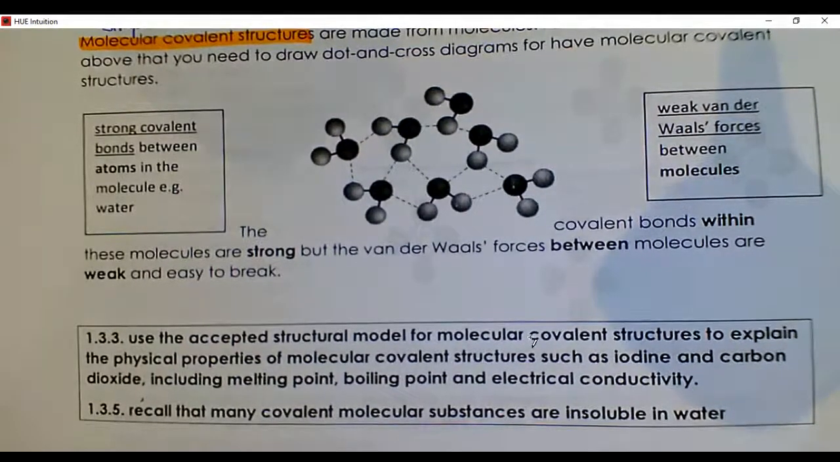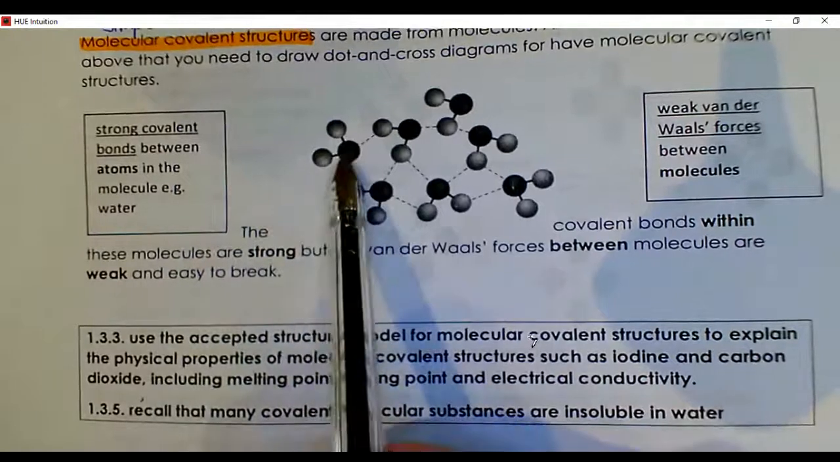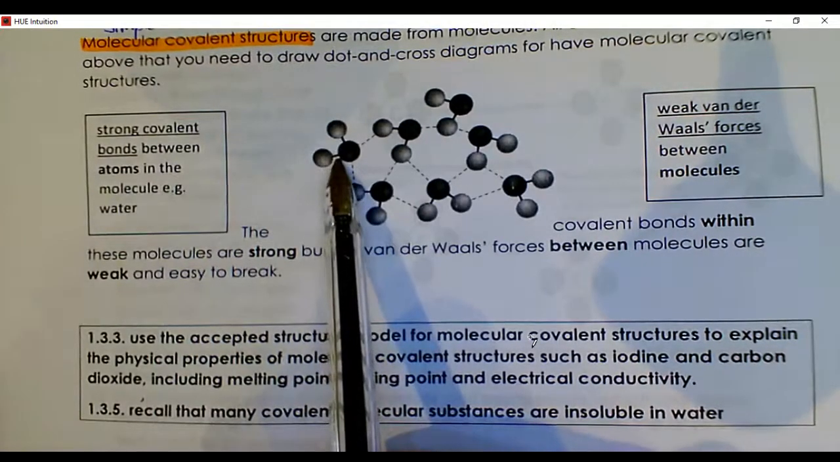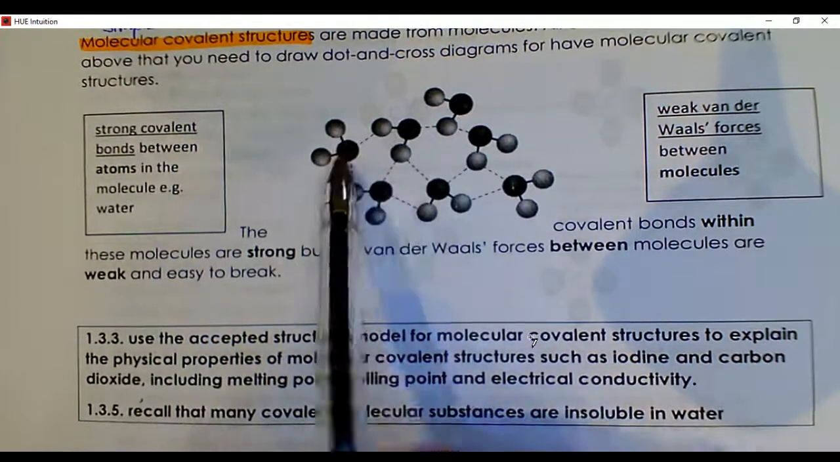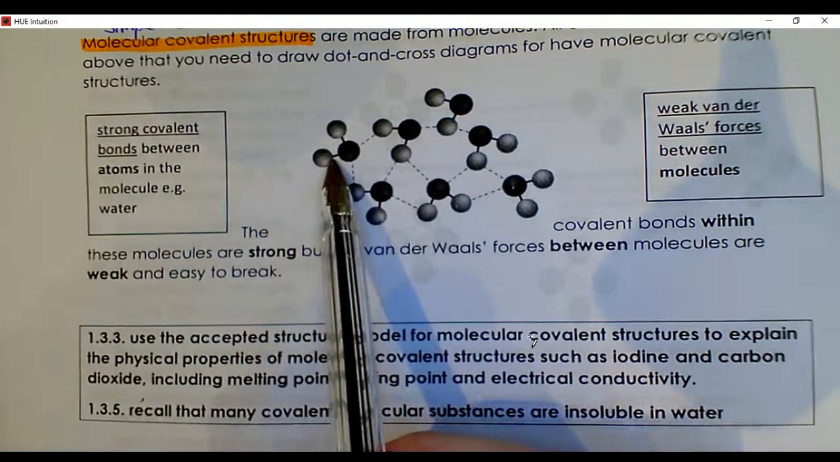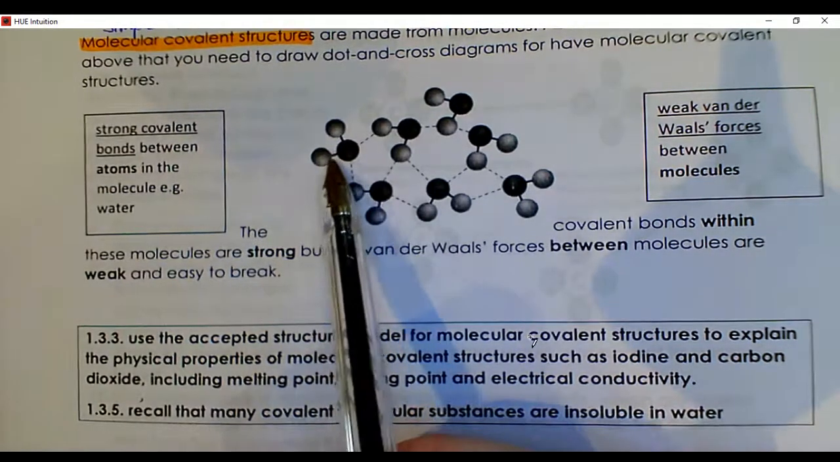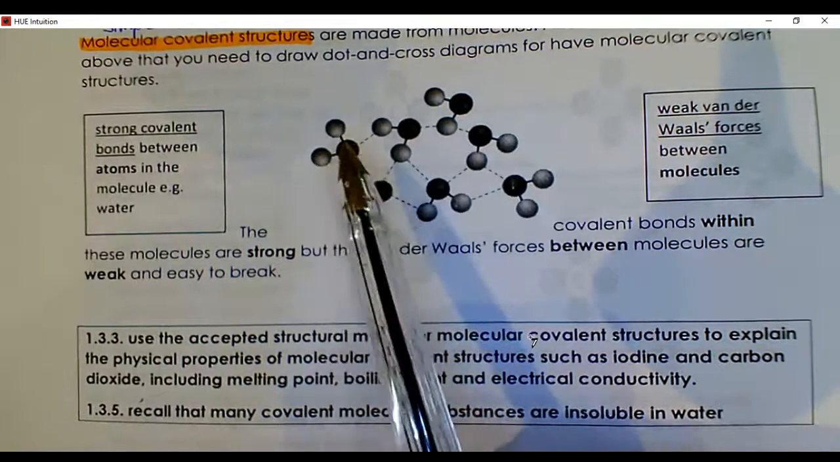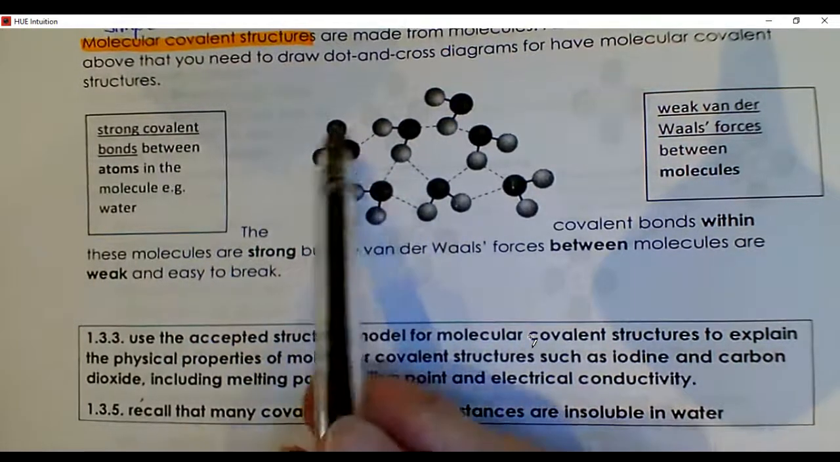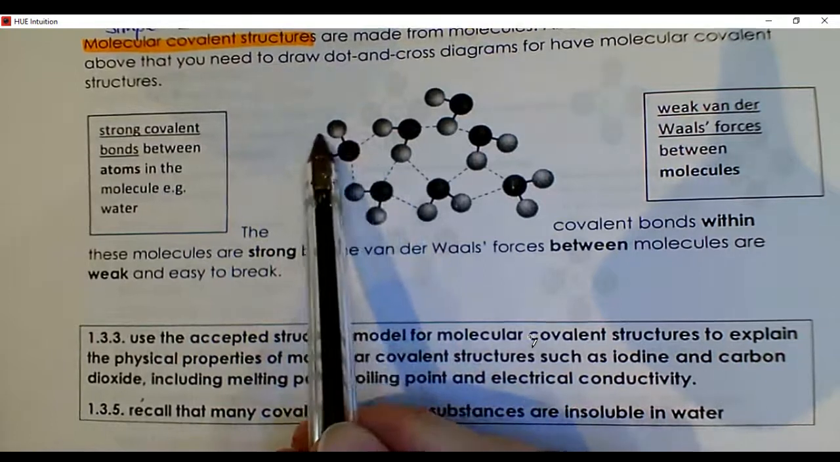Now, the key thing is that between atoms, you have strong covalent bonds. Strong bonds require a lot of energy to break. So in terms of the properties here, these bonds don't break. They'll break during chemical reactions, but in general, going about their business, turning from solids to liquids to gases or whatever, these bonds stay where they are. Your molecule will remain a molecule.